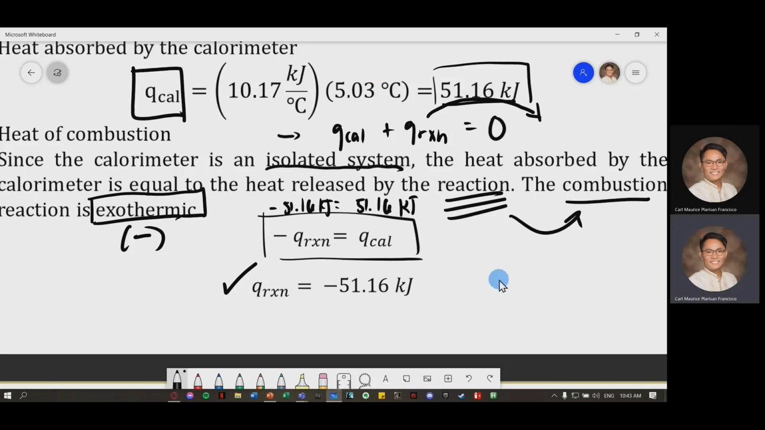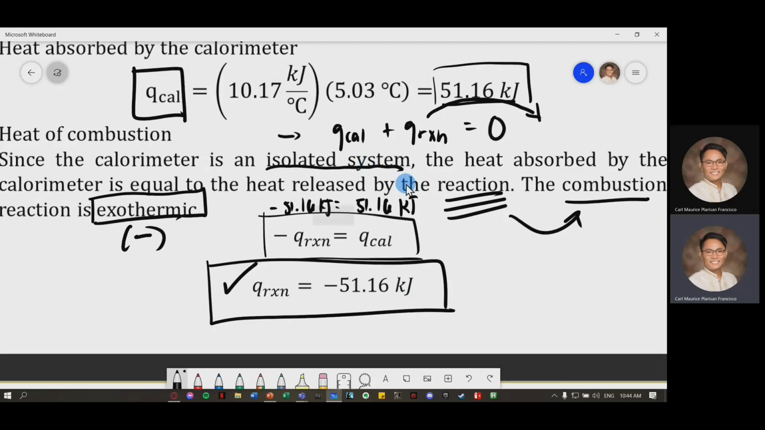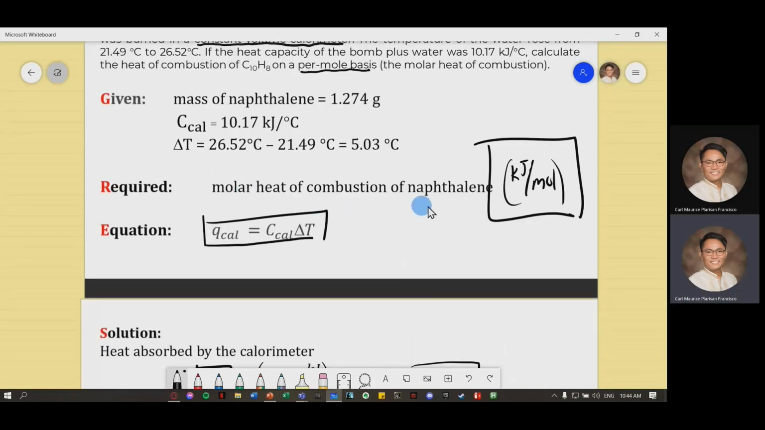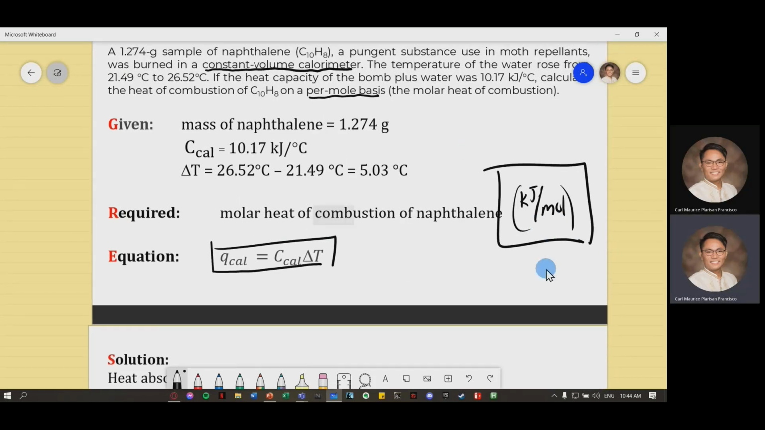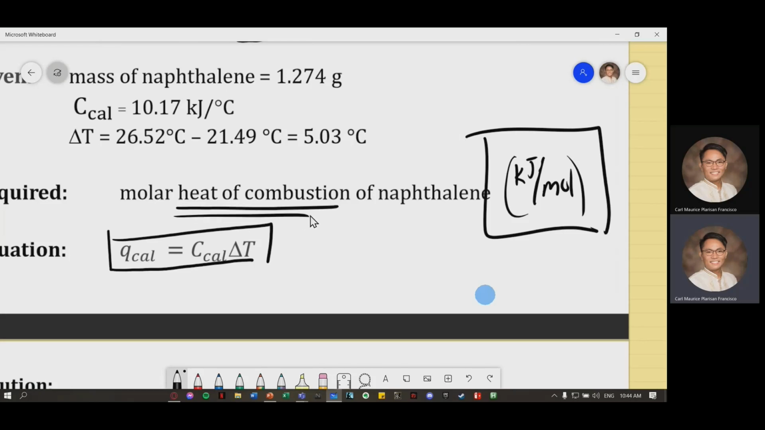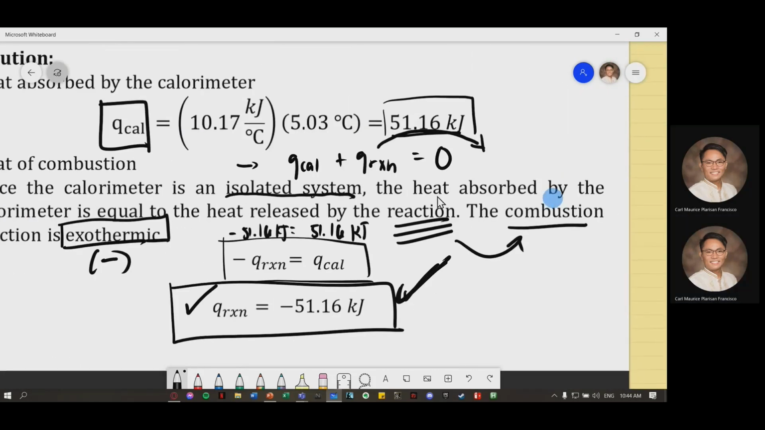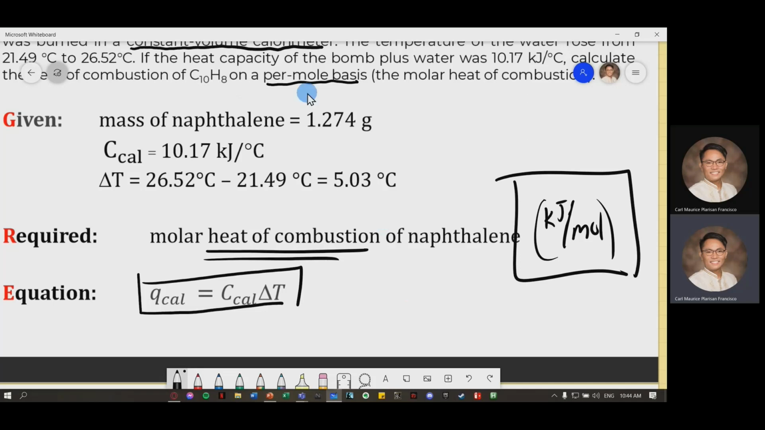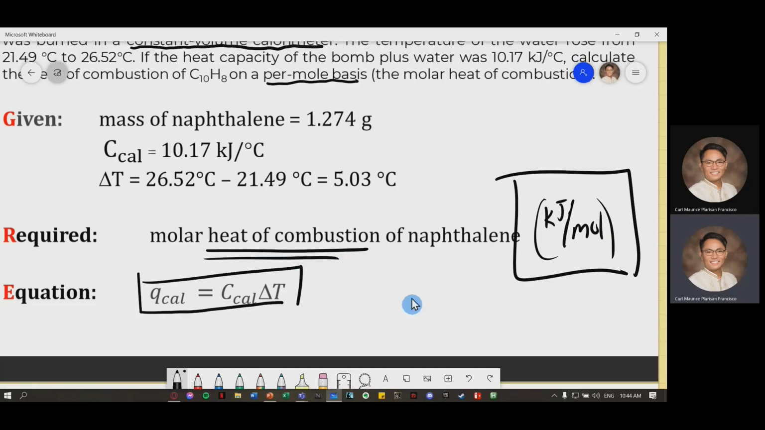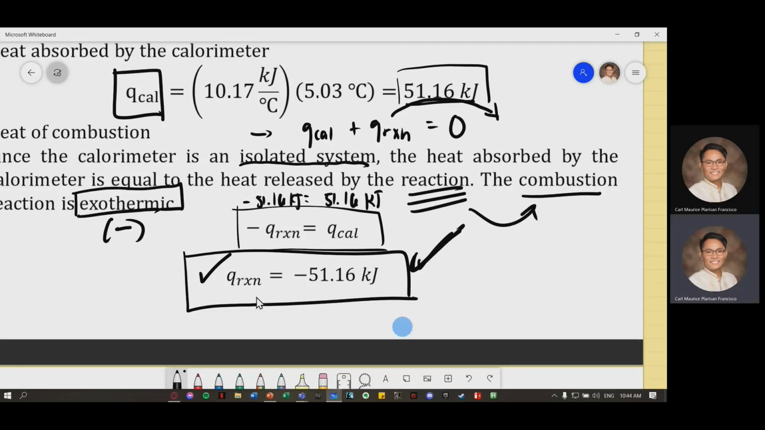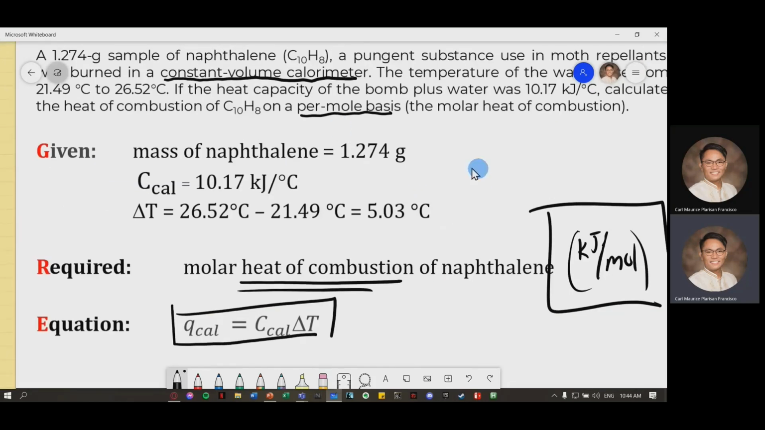Okay? So this is again not yet the final answer, because look at our requirement: molar heat of combustion, per mole basis, it should be kilojoule per mole. This is now the heat of combustion, the heat from the combustion, negative 51.16. But what is asked is per mole basis. You can't finish yet because it must be kilojoule per mole. Your reaction is combustion, and this is it, negative 51.16. But this cannot be the final answer because it's only kilojoules. The question is very specific, per mole. We will make it per mole.